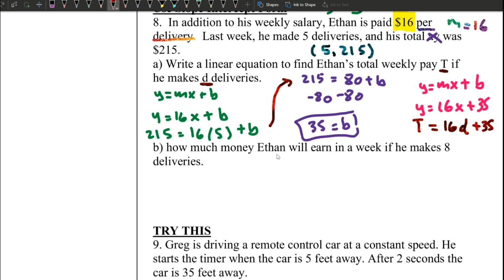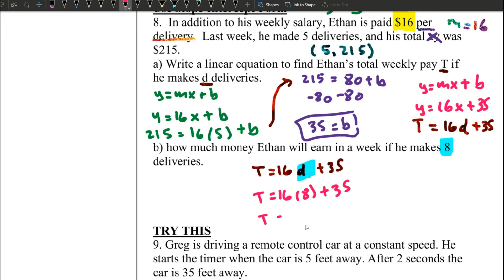Okay. How much money will Ethan earn in a week if he makes 8 deliveries? So T equal to 16D plus 35. This time he makes 8 deliveries, so there's going to be 8 here. That will be 48, write 8, remember 4, and then 112 plus 35. So the total was $163.